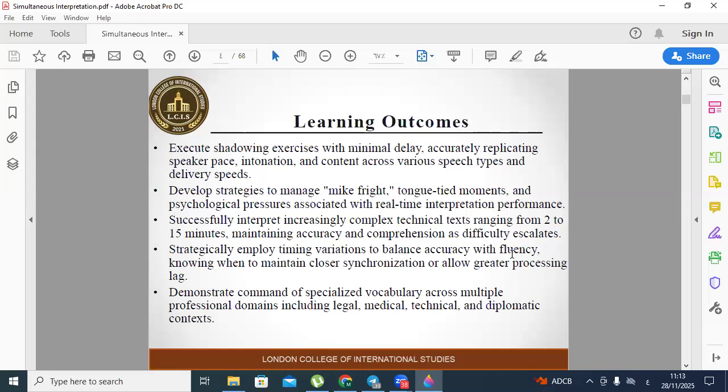successfully interpret increasingly complex technical text ranging from 2 to 15 minutes, maintaining accuracy and comprehension as difficulty escalates, strategically employ timing variations to balance accuracy and fluency, knowing when to maintain closer synchronization or allow greater processing lag, demonstrate command of specialized vocabulary across multiple professional domains, including legal, medical, technical, and diplomatic contexts.